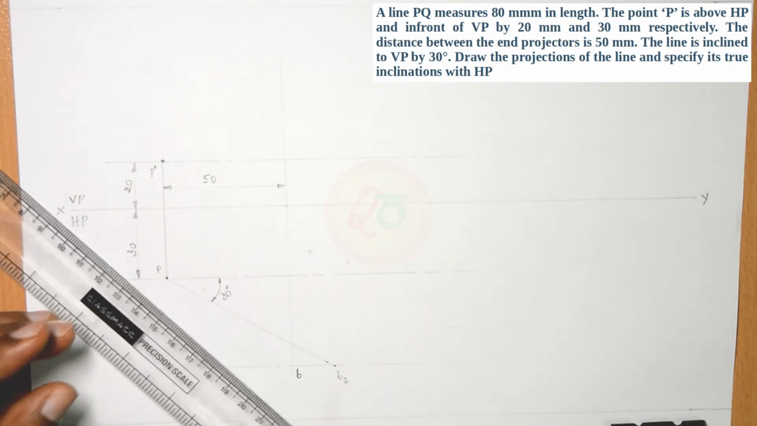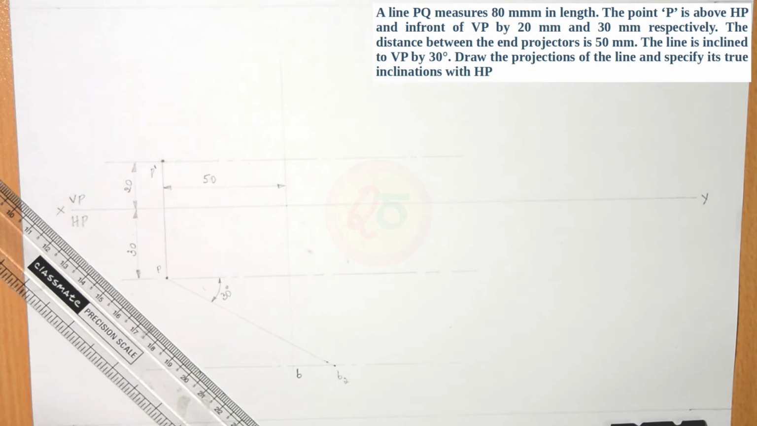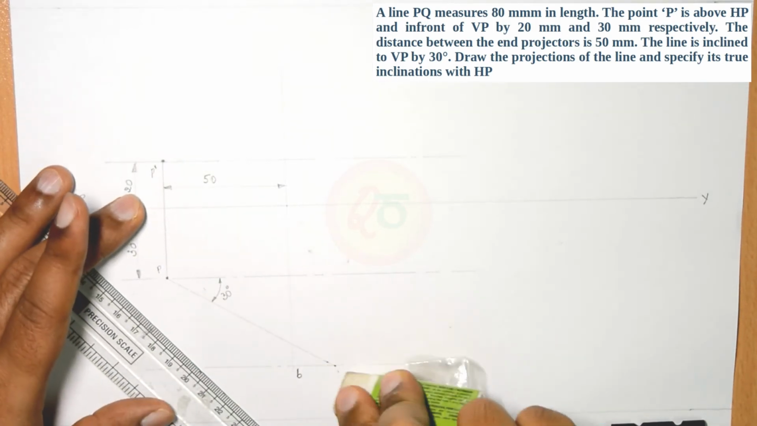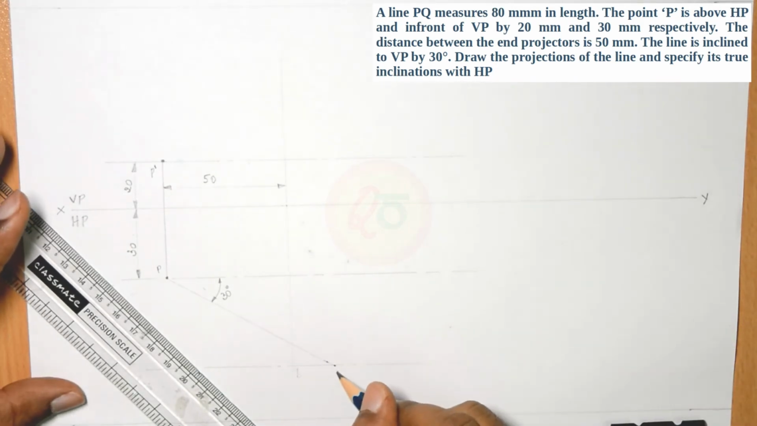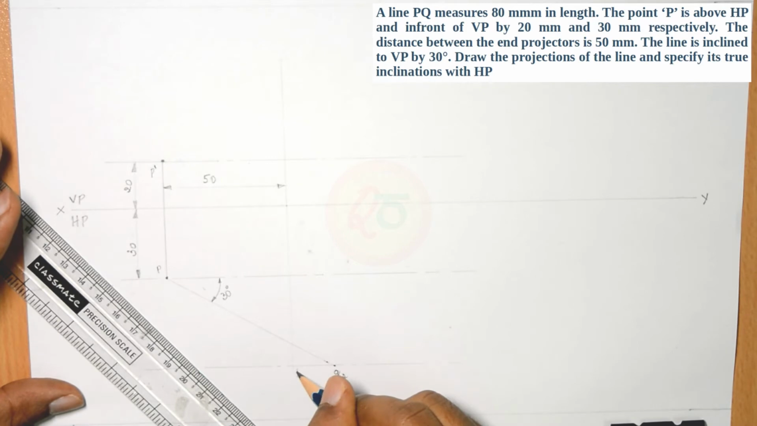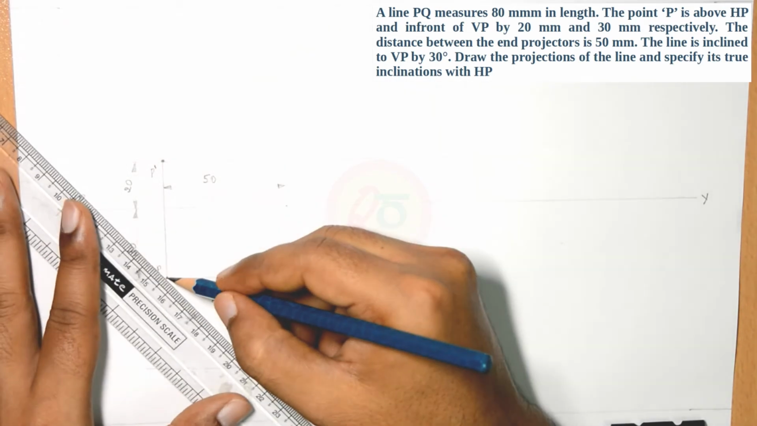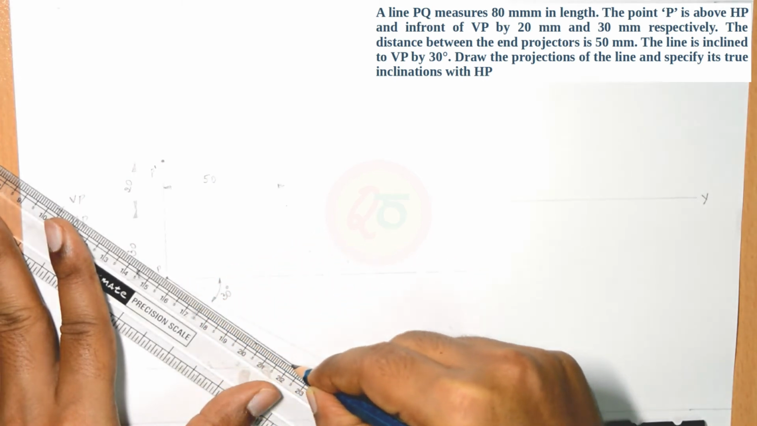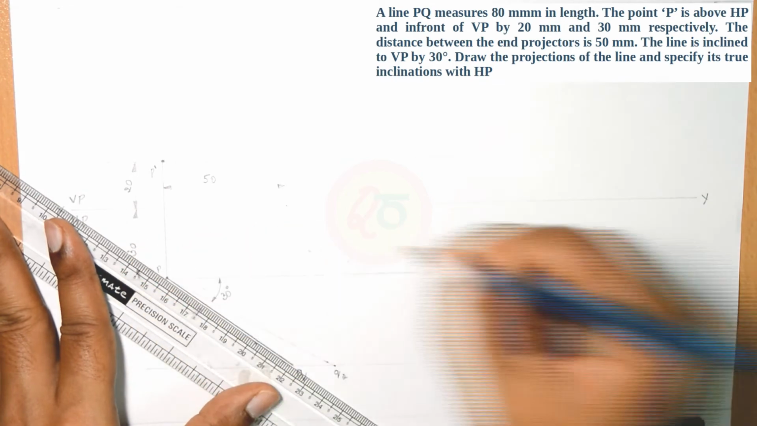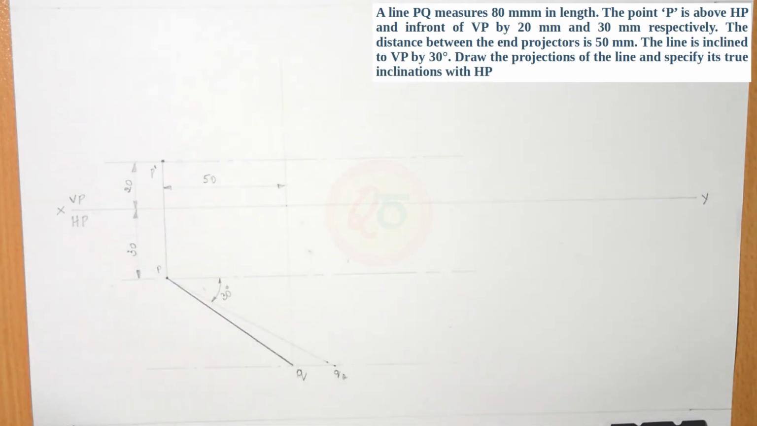Now it is PQ. We are using the notation PQ, unlike AB in the previous problem. Let me erase this. This is Q2, small q2. This is Q. Joining P and Q with a 2B pencil, dark, gives me the top view of the line asked in the question.